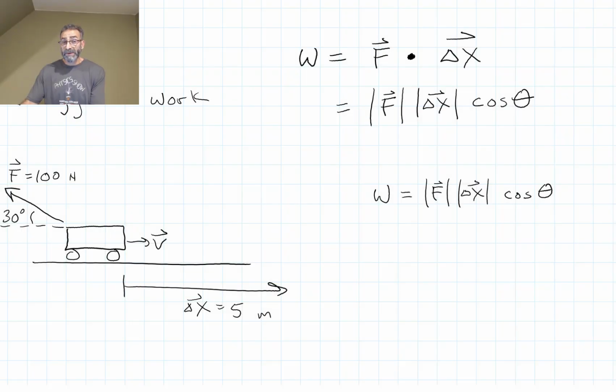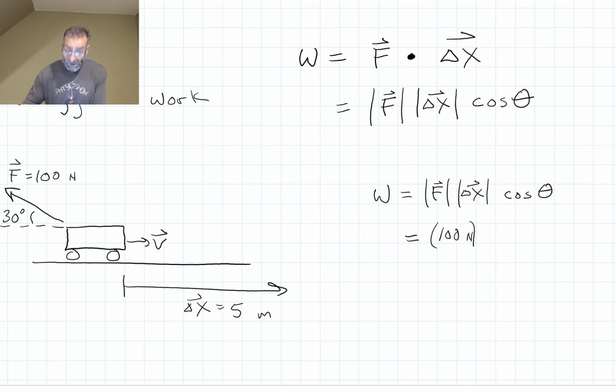One more example. The cart is moving to the right, and you're going to pull back to the left with a force that's angled at 30 degrees with respect to the horizontal. What's the work done by that pulling force on the cart? The magnitude of the force, 100 newtons. The magnitude of the displacement, 5 meters. And the cosine of 150 degrees.